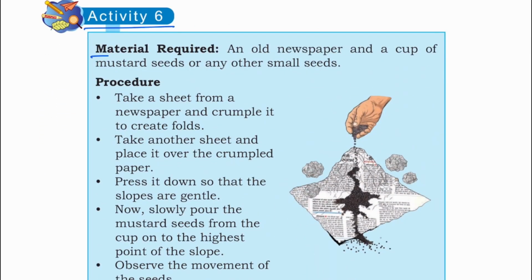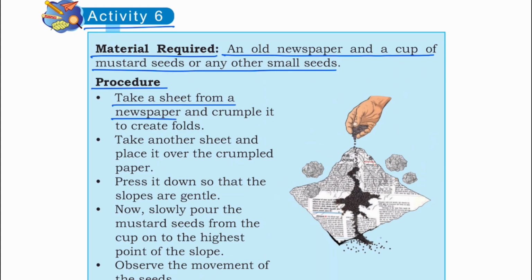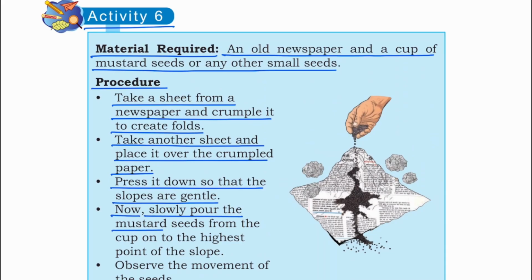Activity 6. Material required: an old newspaper and a cup of mustard seeds or any other small seeds. Procedure: take a sheet from a newspaper and crumple it to create folds. Take another sheet and place it over the crumpled paper. Press it down so that the slopes are gentle. Now slowly pour the mustard seeds from the cup on the highest point of the slope.